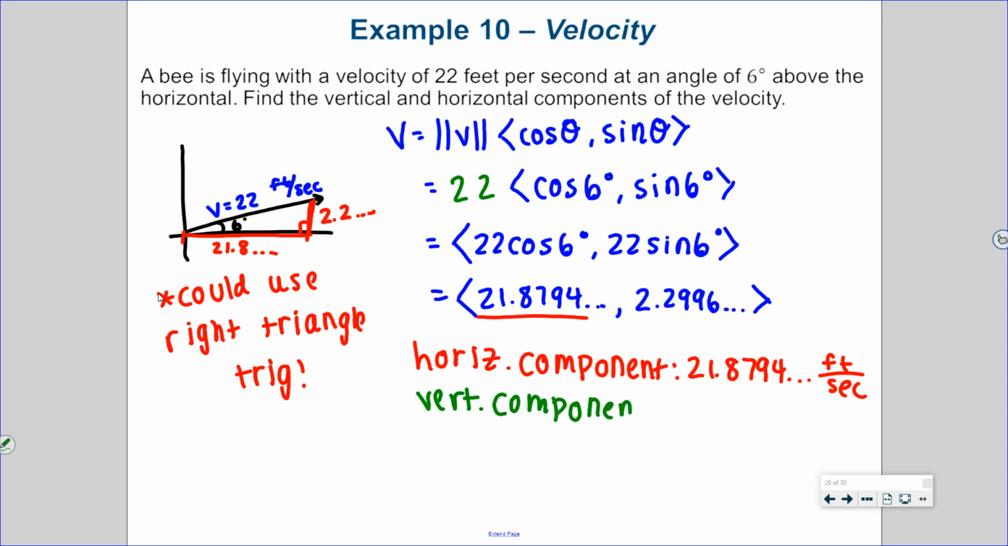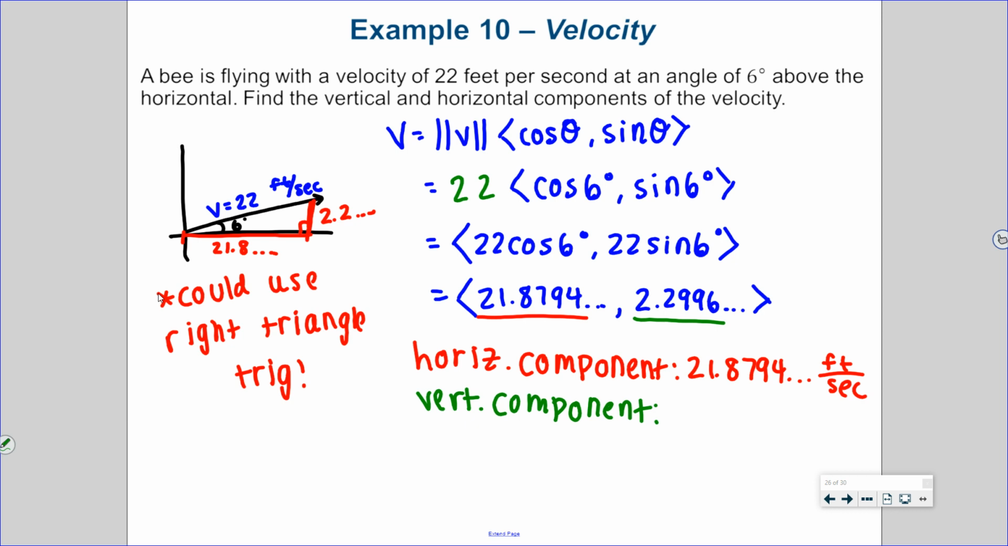Now, a lot of the times the questions aren't just going to ask you for these two components. It's going to ask you for the magnitude. It's going to ask you for the direction angle if it's maybe not given to you. And to find the magnitude, you could again use right triangle trig. Or, well, I guess we know the magnitude of this one's 22.